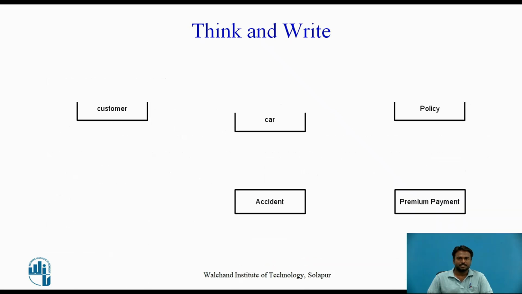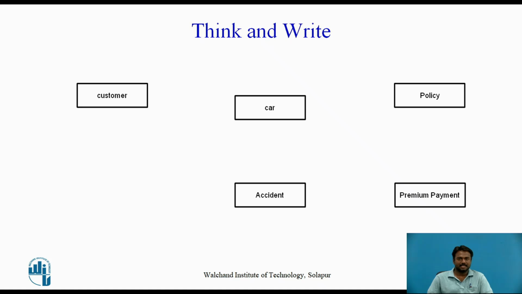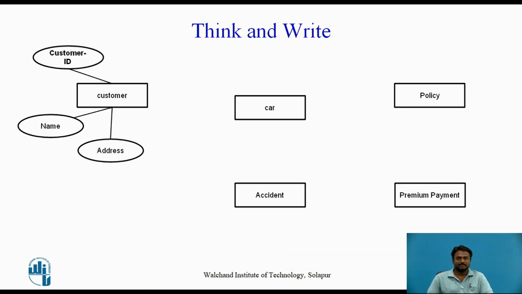Solution for this problem statement is as follows. Car, policy, accident, premium payment can be considered as entities because these are unique concepts based on which a data is stored in the database. Further, these entities have their properties as shown here.